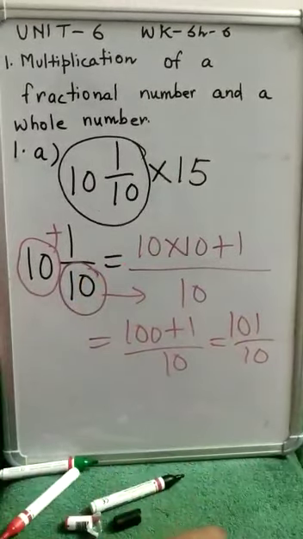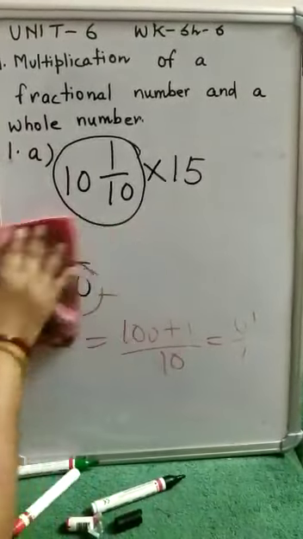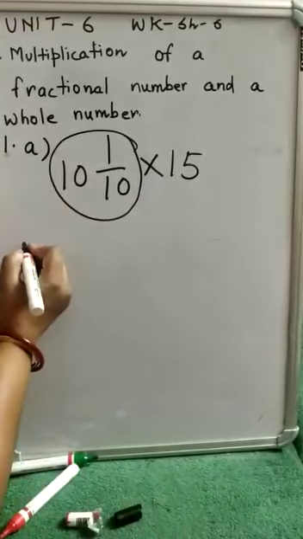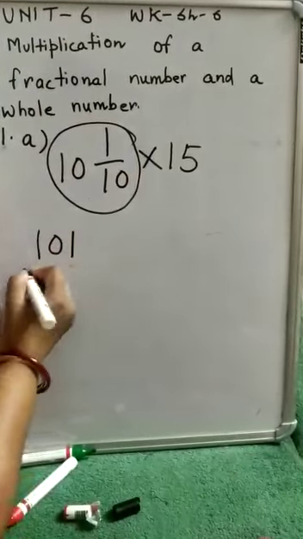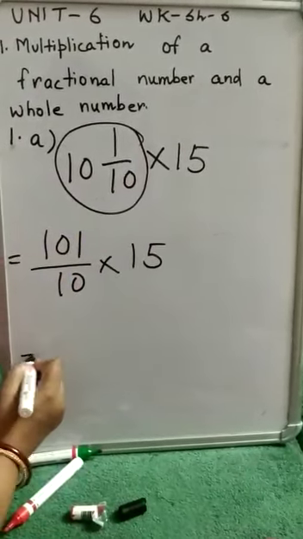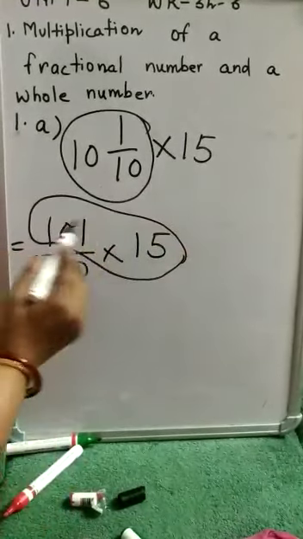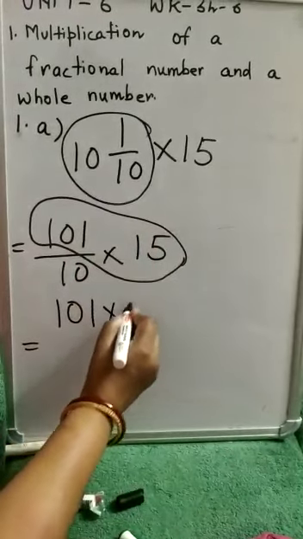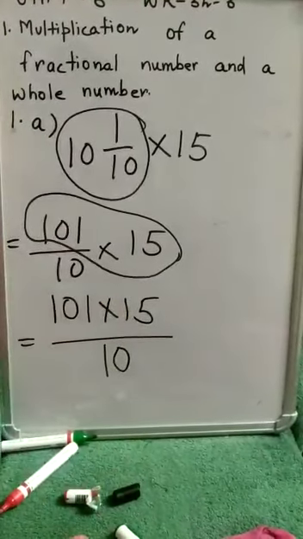This is the improper fraction, correct? Now this 10 1 by 10, it is 100 1 by 10 into 15 equal to. Now here, what we will do, we will multiply this whole number with the numerator, and the whole number will be multiplied together, correct, divided by this denominator, correct children.